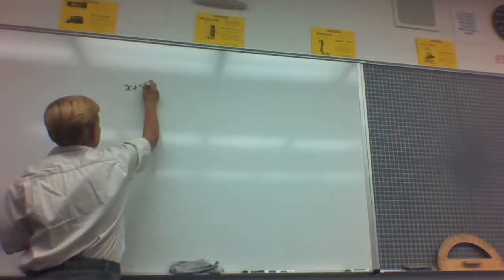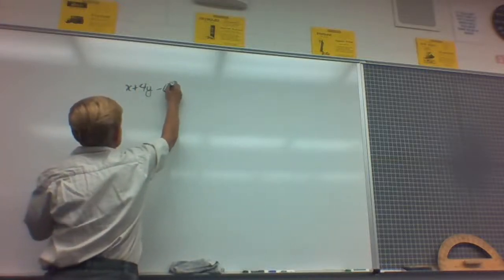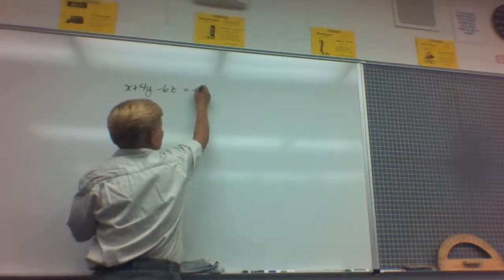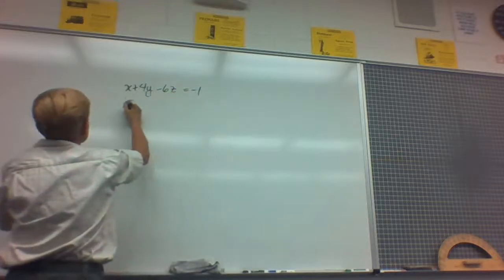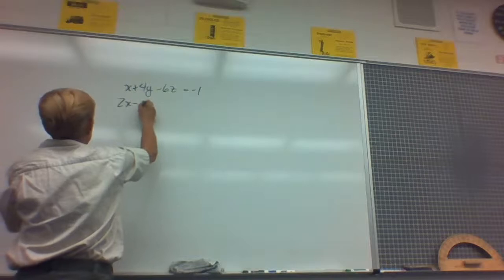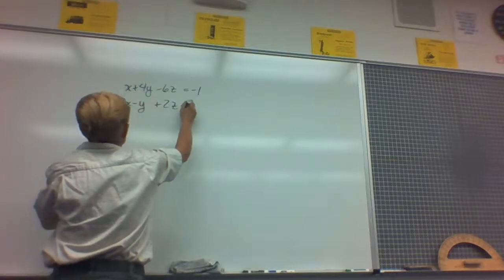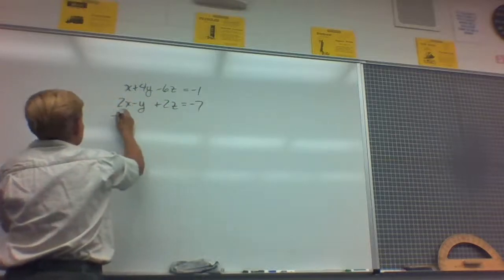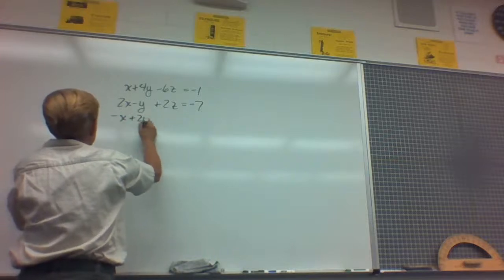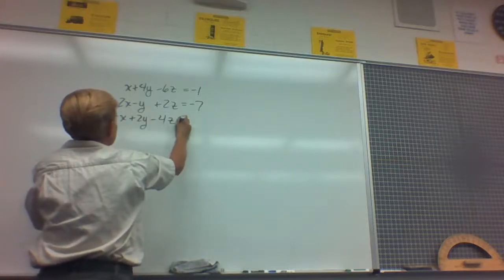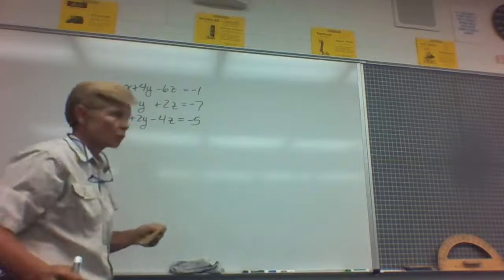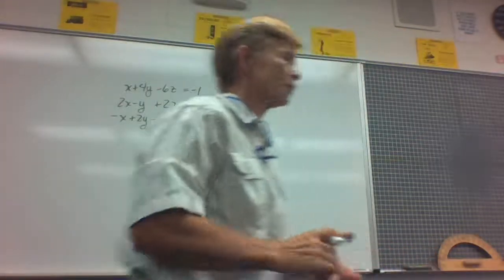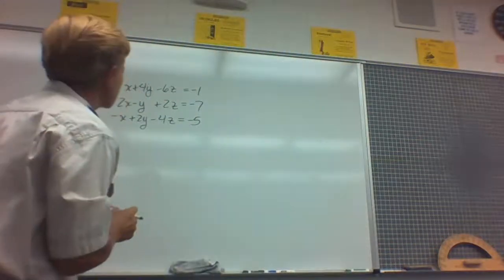x plus 4y minus 6z equals -1. 2x minus y plus 2z equals -7. -x plus 2y minus 4z equals -5. I'm going to go through this quickly because I'm running out of time and I've got 2 more problems. They can be a bit involved, so I'm going to hurry on this.